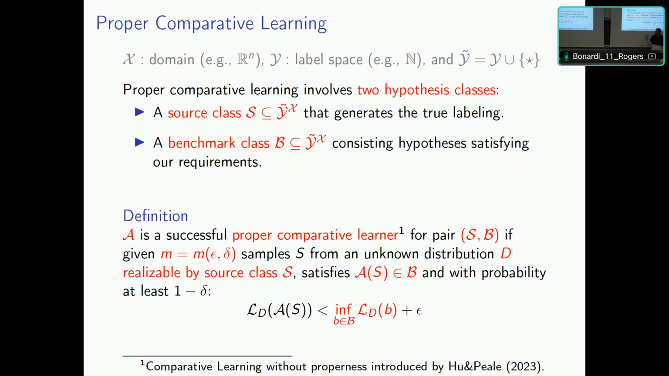So more formally, proper comparative learning is defined like this, which is the simple PAC learning with some modifications. So first, we assume that the distribution D is realizable by the source class. Second, we compare our learner with the best in the benchmark class. And finally, we force our learner to output a hypothesis from the benchmark class.